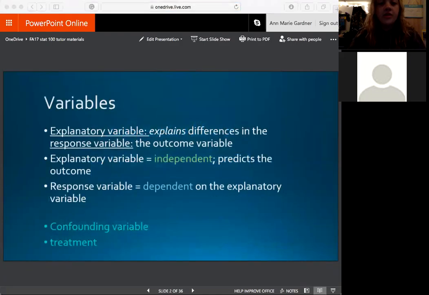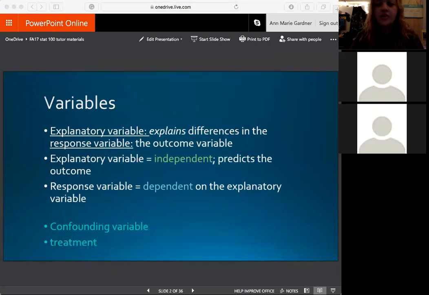So we first talked about variables, just explaining what variables are in general. Remember, we have our explanatory variables and our response variables. Our explanatory variables are the independent ones, because they are explaining our response. We want to make sure those stay constant and aren't affected by anything in order for them to make sense. Then we have our response variable, which is dependent upon the explanatory variable. So it does change depending on what happens to the explanatory variable. That response variable will change.